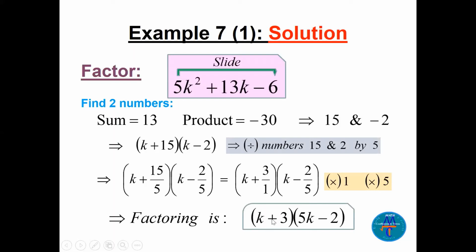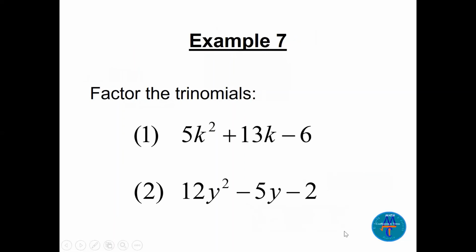Try to check. k times 5k is 5k squared. k times minus 2, minus 2k. And here we have plus 15k, which is 30, and this is minus 6. That's the answer here. Can you try, please, this one?